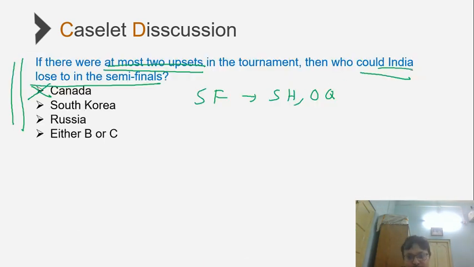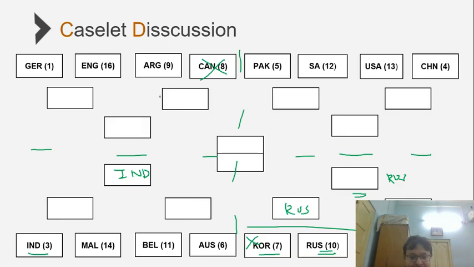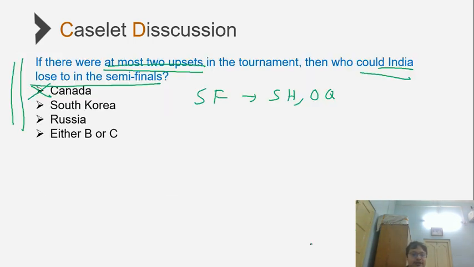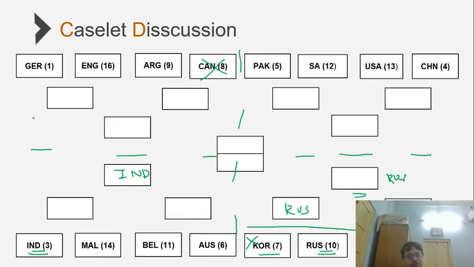It asks which team India loses to. India cannot lose to Russia because India is a higher ranked team than Russia. If India loses to Russia, that will be counted as a 3rd upset. But 3 upsets are not allowed, which means Russia is not permissible. Given that Russia is not permissible, option C also goes out the window. The only option left is South Korea.